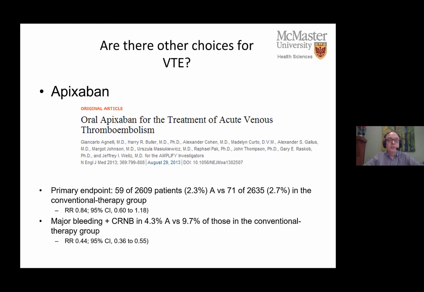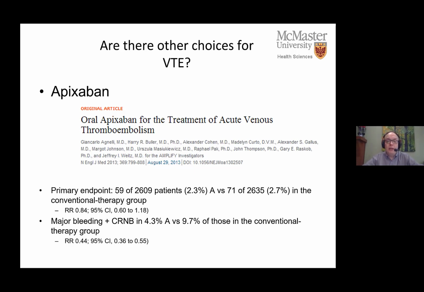Are there other choices for the acute treatment of deep vein thrombosis and pulmonary embolism? Absolutely. So apixaban, edoxaban, and others have been studied. This is the apixaban study published in the New England Journal in 2013. So hard to imagine, but coming up on 10 years ago.